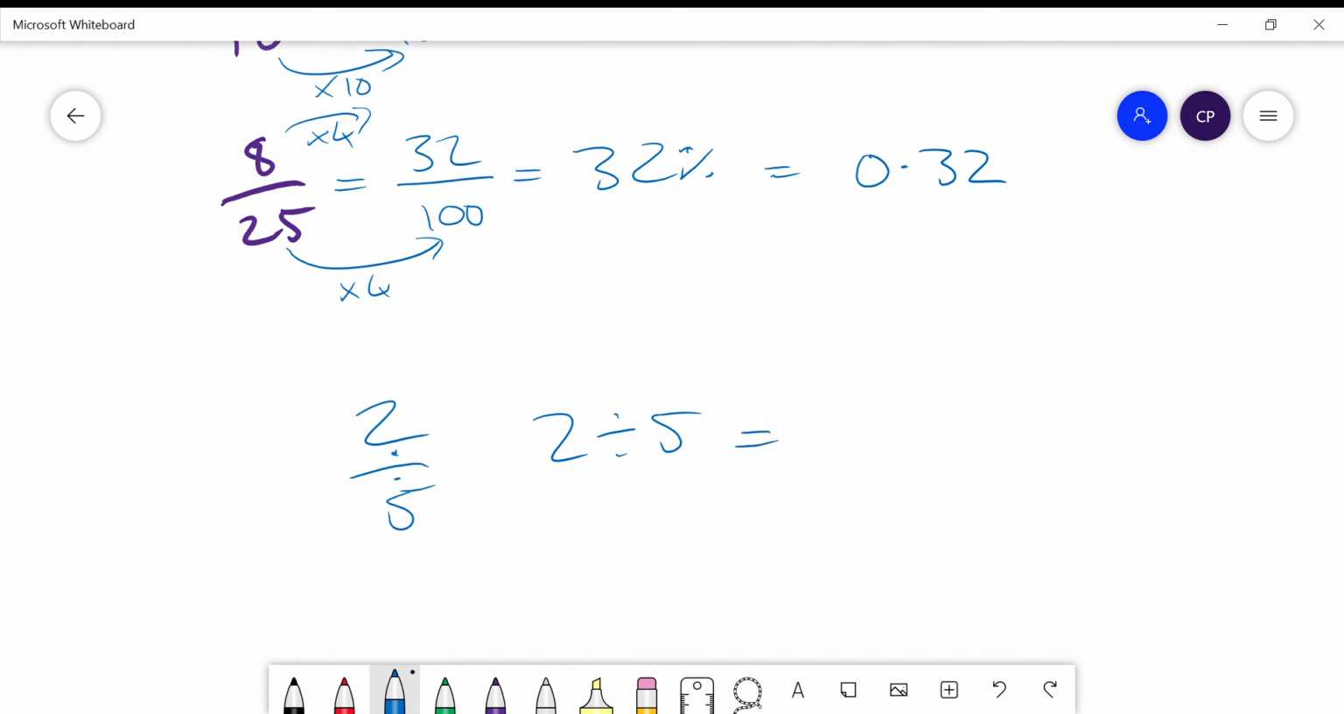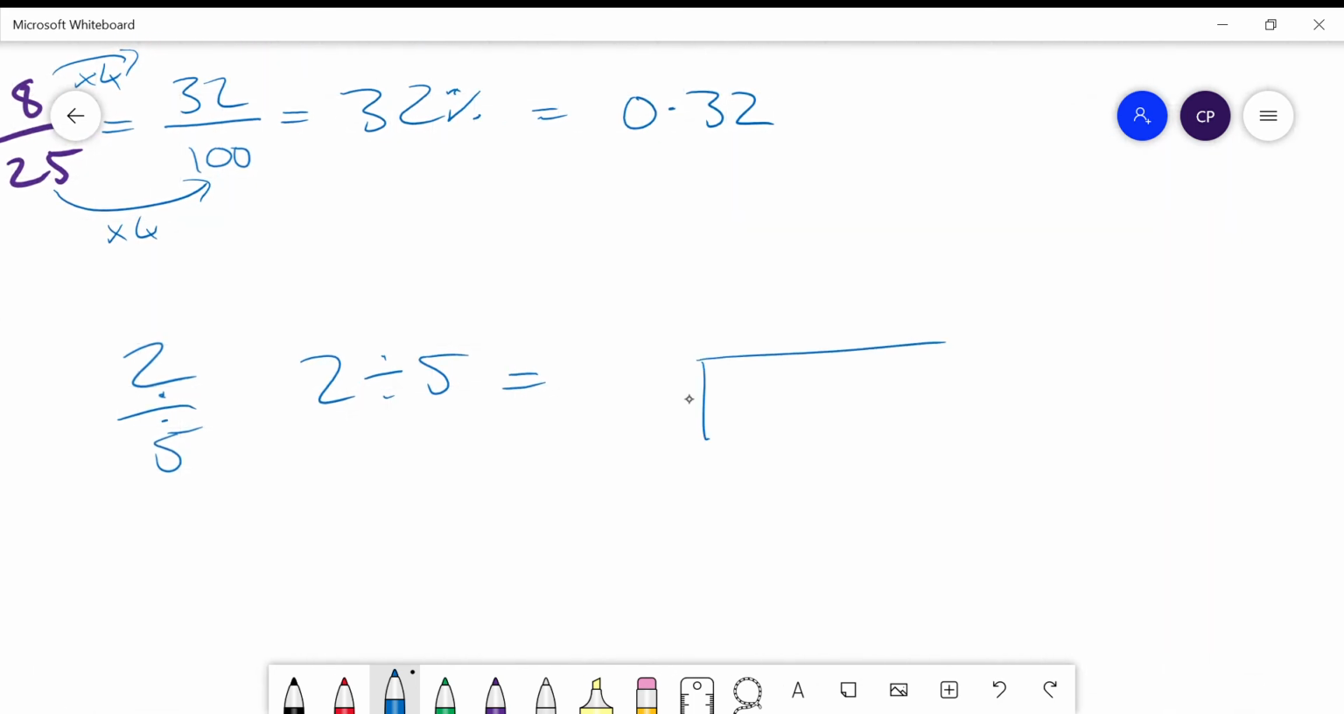So to do that, I'm going to use the bus stop method. So 2 divided by 5. Now, it's not going to be a whole number. We know that already because we've just looked it up above. So I'm going to put a decimal in here. I'm going to put in some extra place value holders. 2.00 is still the same as 2. So we want to keep that in our mind. So 5 times something gets 2. Well, it's not a very nice number. So 2 doesn't really divide by 5 nicely.